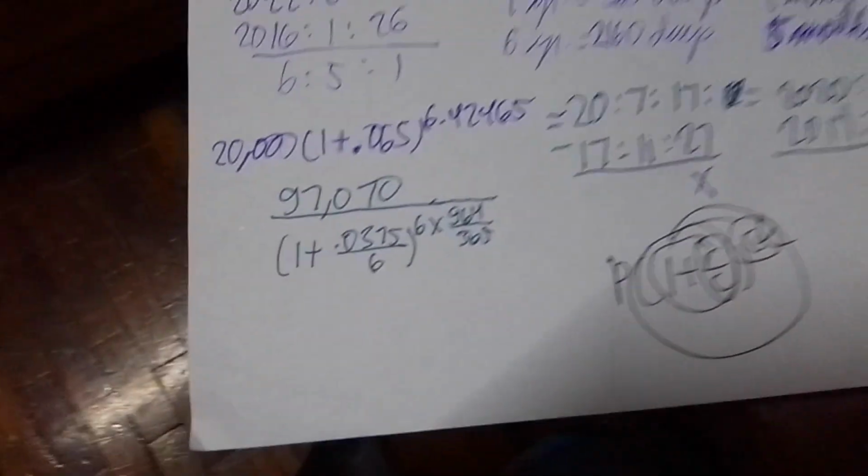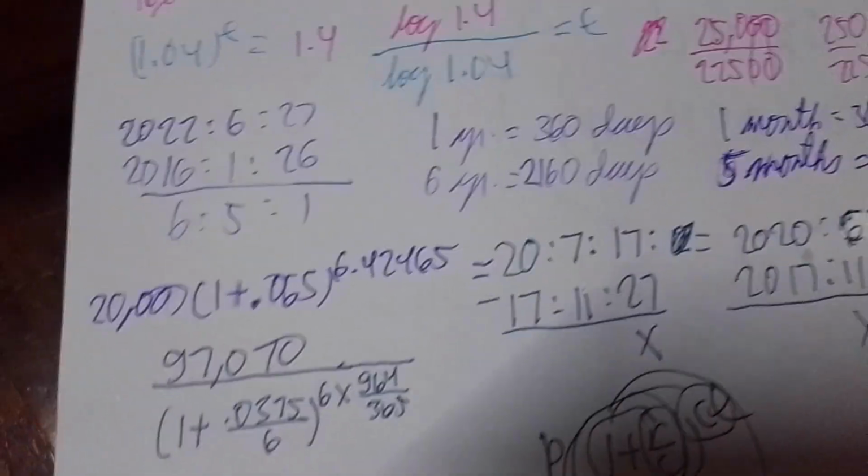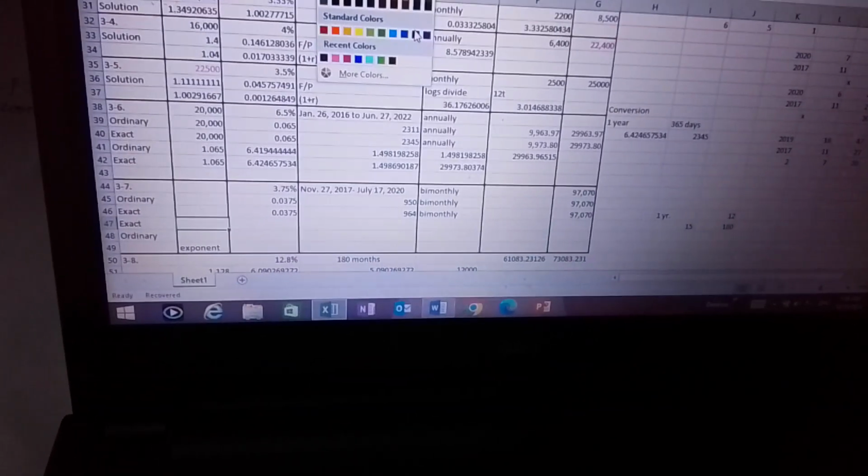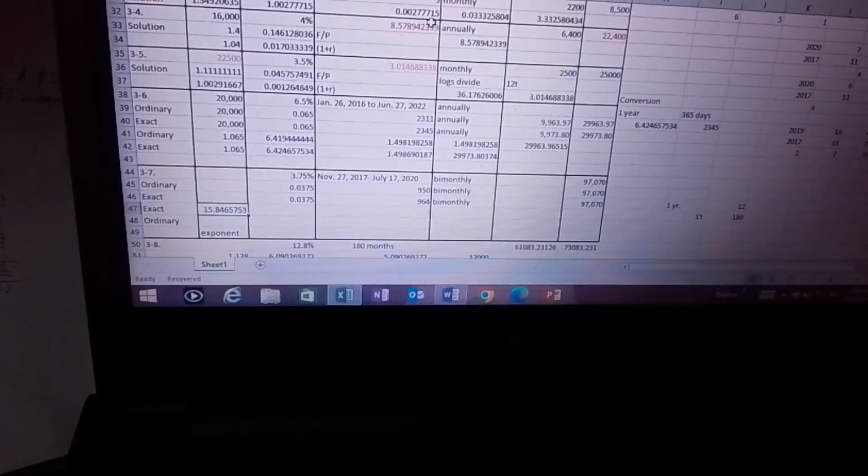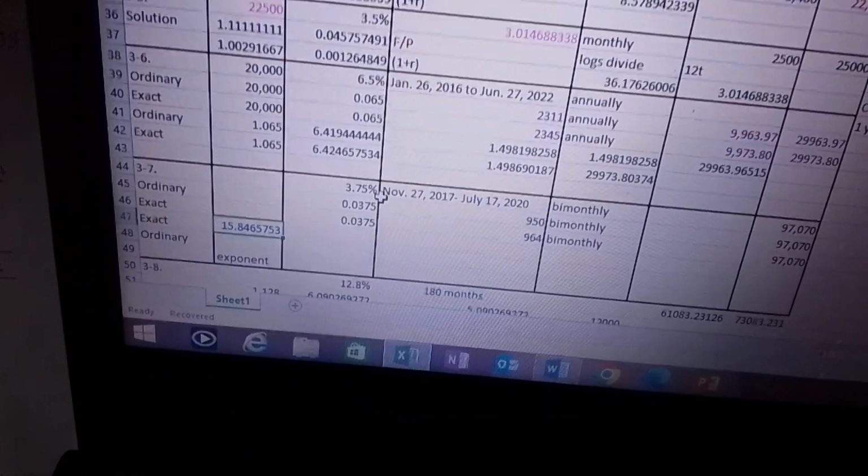So now, this is what we do. For the exact, remember, we do 6 times 964 divided by 365. And with that, what answer did we get? The answer that we should get is 15.8465753. Okay?